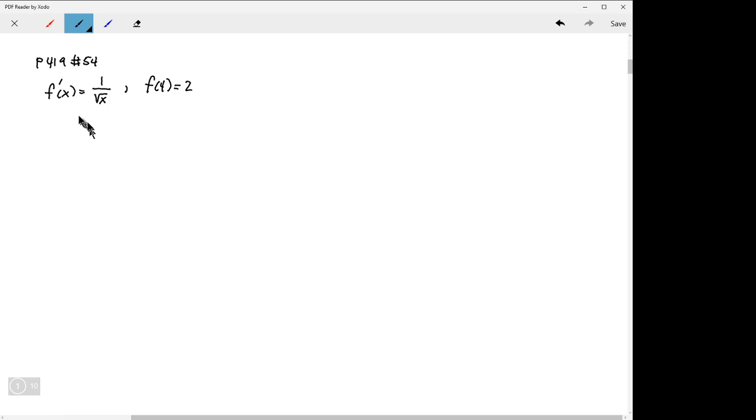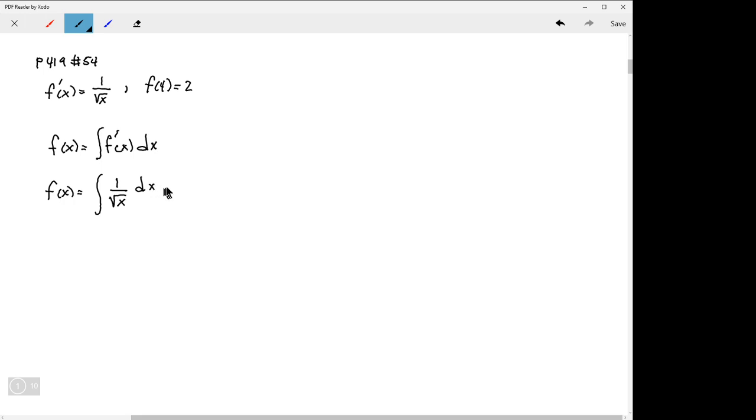Okay. So in order to solve this, since we're starting with f prime and we're looking for f, f is the antiderivative of f prime of x dx. Okay, that's basically the definition of the antiderivative. So for this problem, f of x is going to equal the antiderivative of 1 over the square root of x dx.